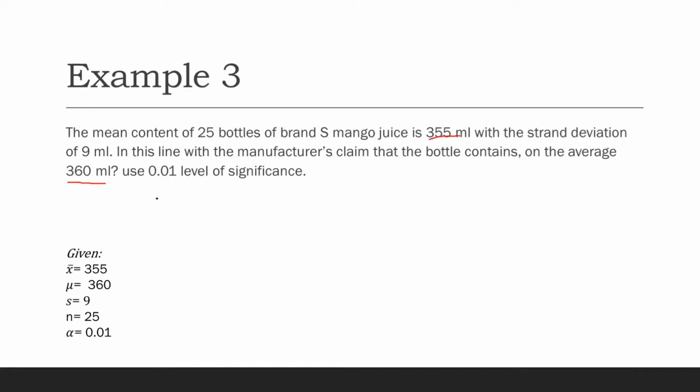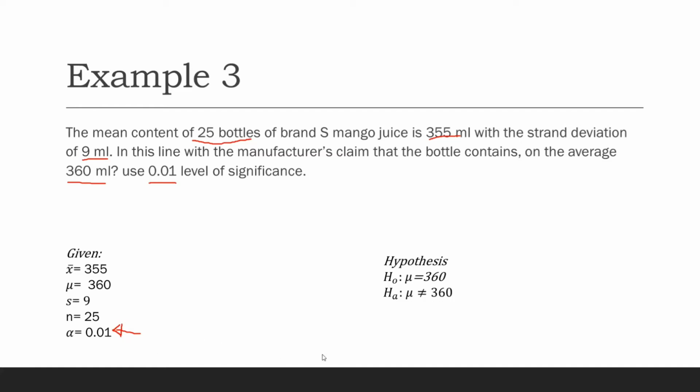And the standard deviation is 9. Yung n natin is 25. And then the alpha or the level of significance is 0.01. So we need to identify if our alpha is one-tailed or two-tailed. So we need to get the null and alternative hypothesis. So the null hypothesis is mean equal to 360 and the alternative hypothesis is mean is not equal to 360.